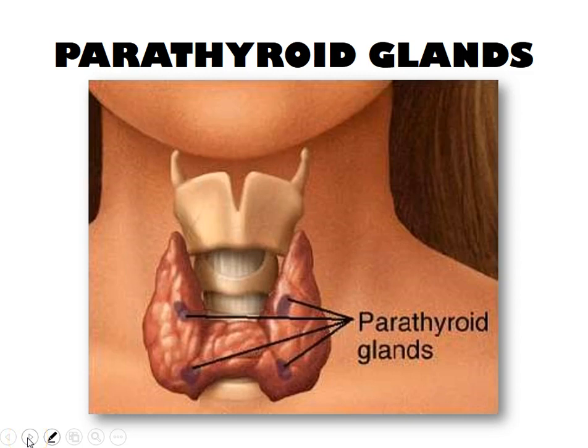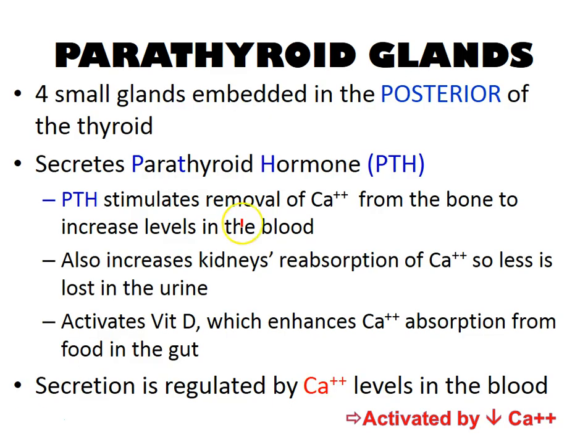The parathyroid glands are these four little glands, and they sit on either side of the thyroid. So there are always two on either side, so there are four glands. They're embedded in the posterior side of the thyroid. They secrete parathyroid hormone, or PTH. It is stimulated by low calcium levels, and PTH stimulates removal of calcium from the bone to increase levels in the blood.